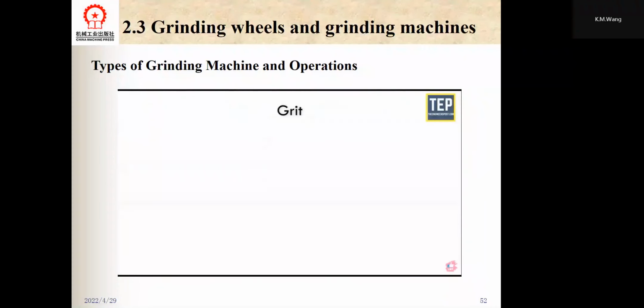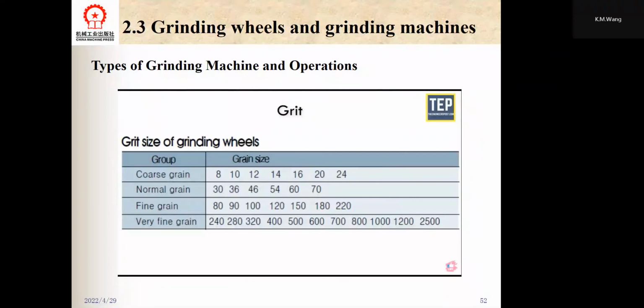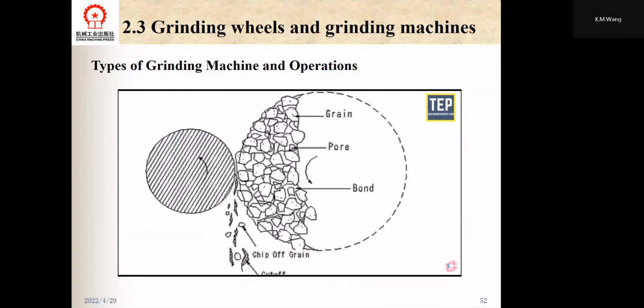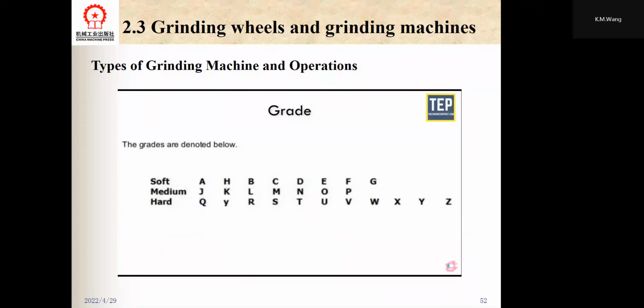Grit. Grit indicates the size of the abrasive grain. It is indicated by a number. The higher the number, the smaller the size of the grains. The grade refers to the hardness or strength with which the bond holds the abrasive grains of a grinding wheel in place. The grade is indicated by the English alphabet, A to Z. A denotes the softest, and Z denotes the hardest grade.